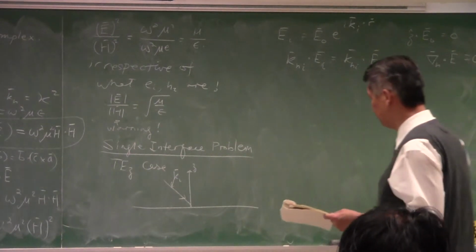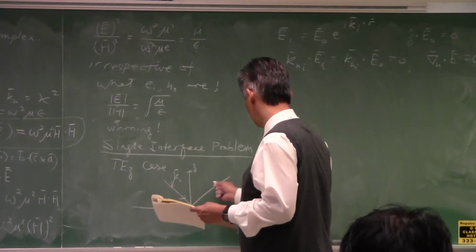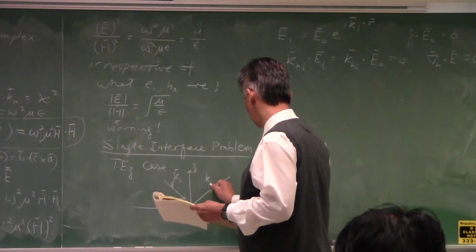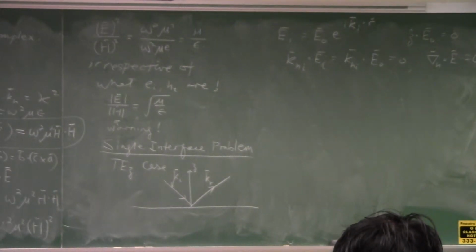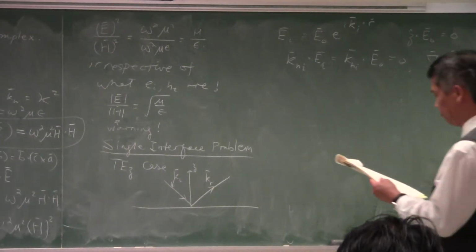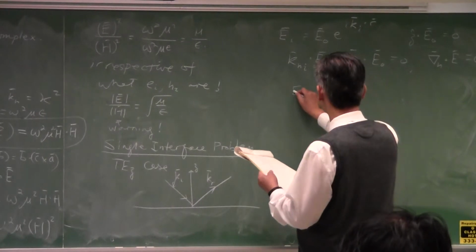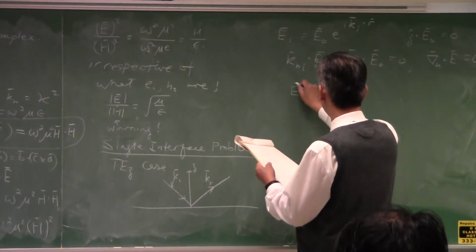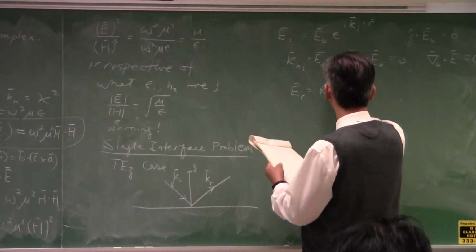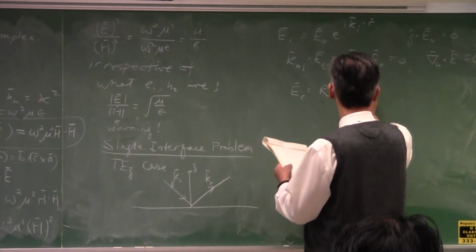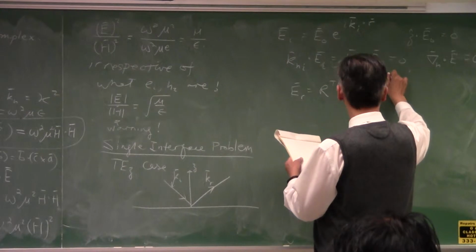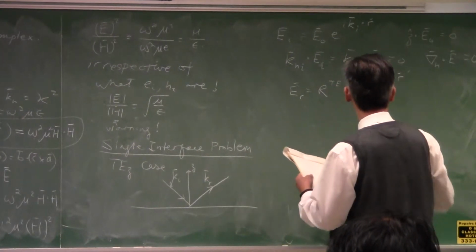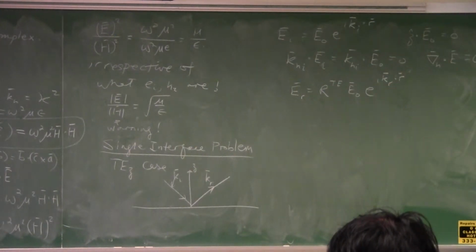And then I will have a reflected wave. The reflected wave must come up with the K vector KR. And you can write the reflected wave as ER is equal to R_TE E naught e to the i KR dot r. Okay, so there's a reflected wave for the single interface problem.